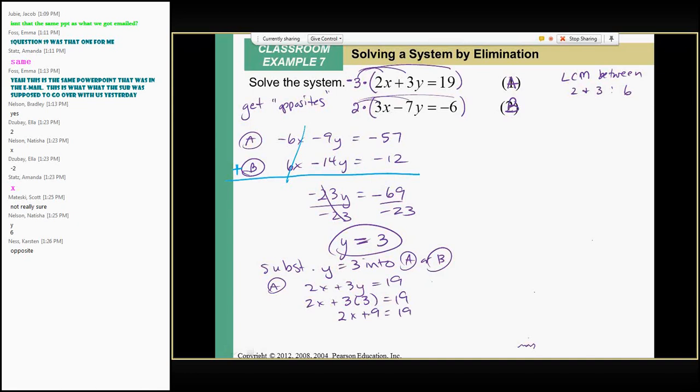Good question. So 2x is equal to 10, x is equal to 5. So your solution is 5, 3. Make sure your x is first and your y is second.